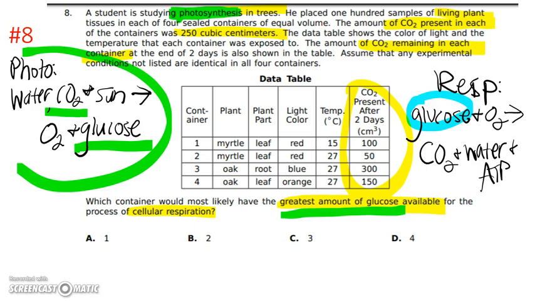So we're actually going to look for the number that has the smallest CO2, because the smallest amount of CO2 means they used the most. They all started at 250, and this one here, container 2, went all the way down to 50. So that means it used the most CO2, which means it would have produced the most glucose, which can then go into respiration. So your answer here is container 2.